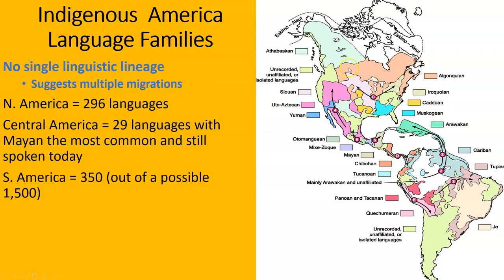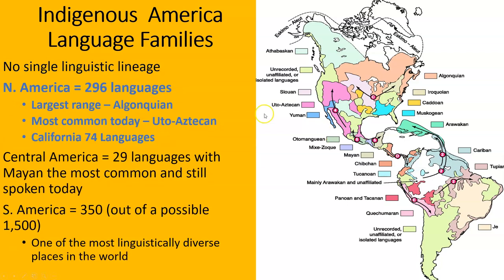You can see there are some major ones, Algonquin, and some of these are somewhat related. Algonquin is large over North America, the Great Plains. Uto-Aztecan is a major one. Here, Mayan is another major one, and then you can see Araucan and then the Caribbean. So you see these different language groups that reflect different movements of different people at different times. North America has 296 languages, the largest being Algonquin. The most common today is Uto-Aztecan, or Nahuatl.